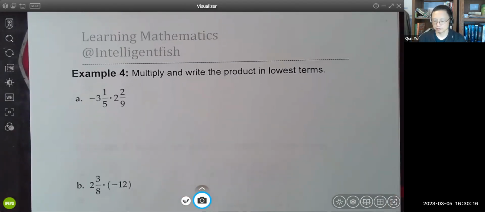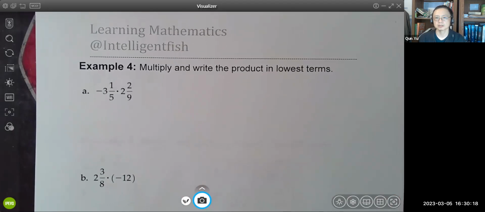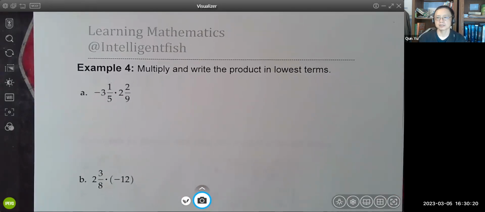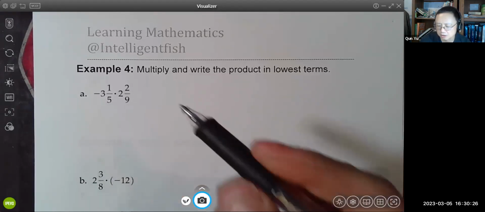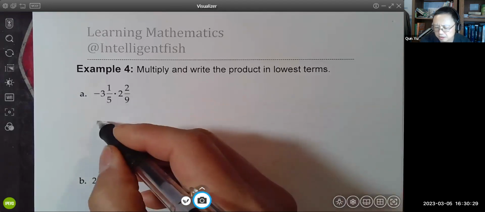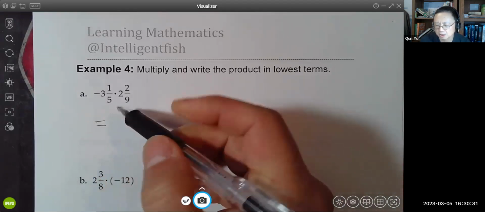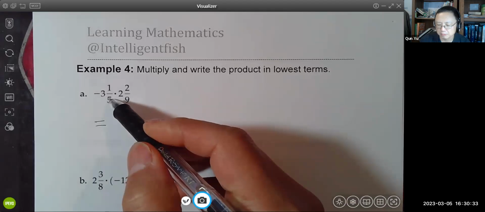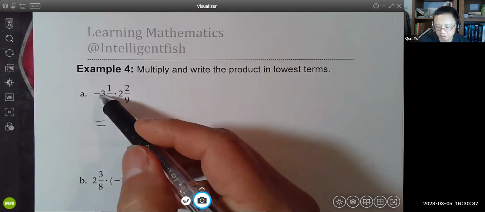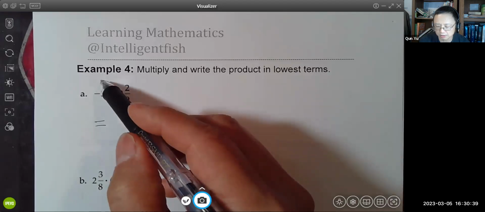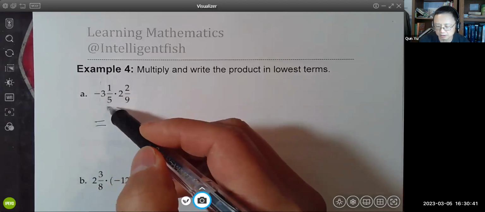Example number 4, we got 2 more questions here. Multiply and write the product in the lowest term. There's no huge difference, we just have negative numbers involved. First, convert each one into improper fraction. When you convert improper fraction, make sure you do the 5 times 3, not -3, because this negative sign is for this whole thing. It's like there is a hidden parenthesis here.